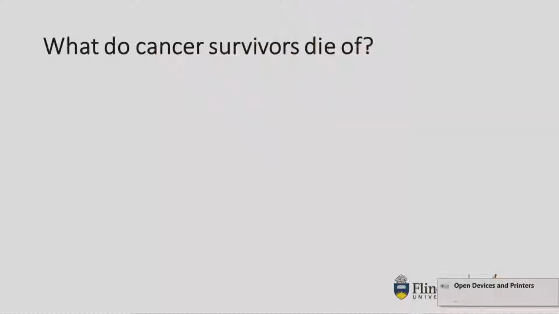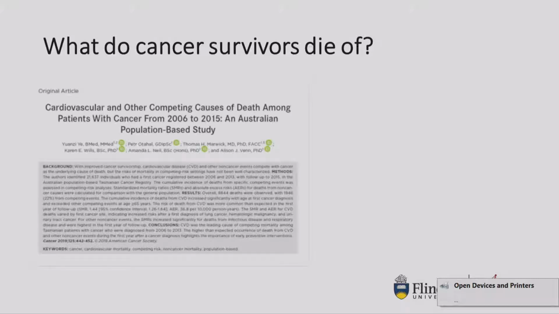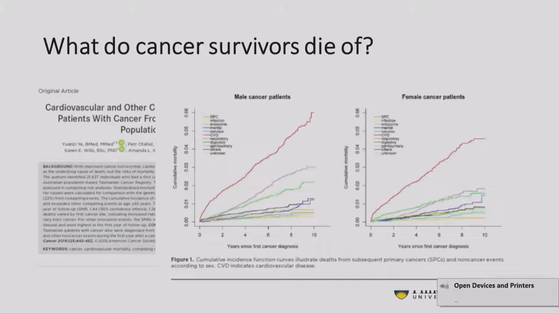So another way of asking the question is to ask this question: what do cancer survivors die of? And this is the result of the study, also from Australia, that tried to shed some light on this particular issue. This is the study from Tasmania that analyzed data from the cancer registry and analyzed nearly 9,000 deaths of people with cancer in Tasmania, and had shown that the major competing cause of death is, in red for both men and women with cancer, cardiovascular disease.